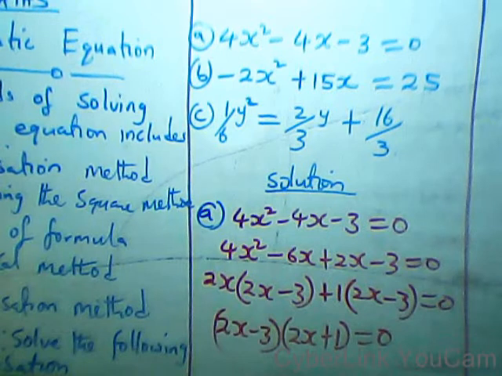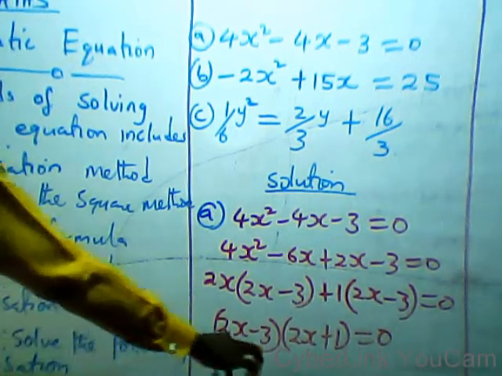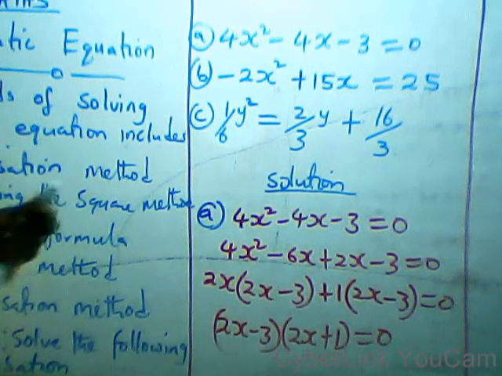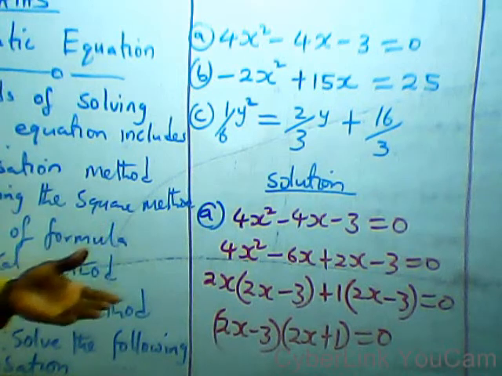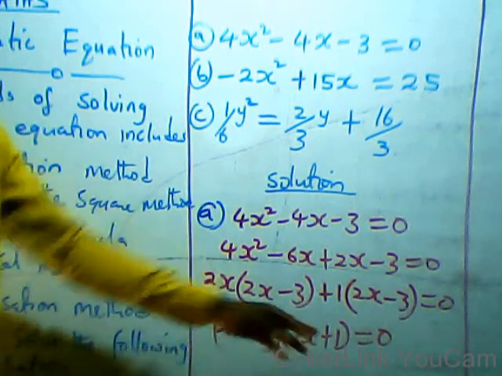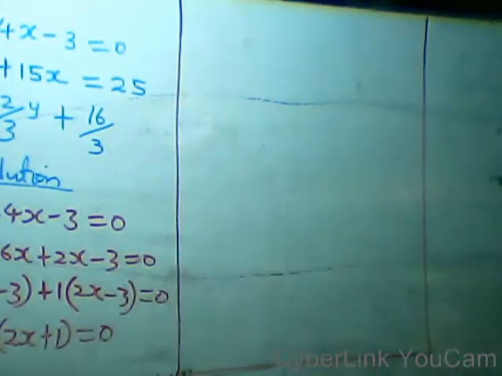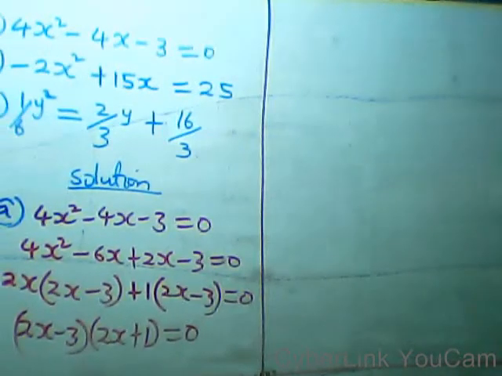So it means that it's either 2x minus 3 is equal to 0, because when you have a product of two things that give you 0, either one of the two things is 0. Either this is 0 or this is 0. In each case, we are going to evaluate the value of x.